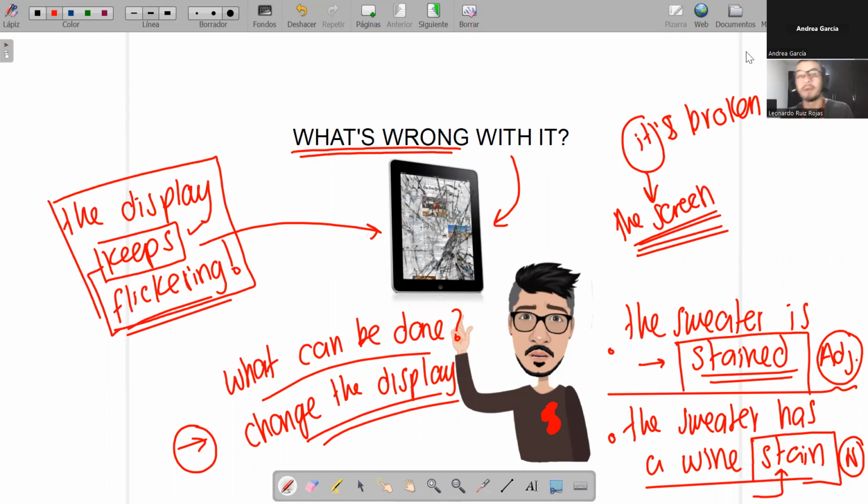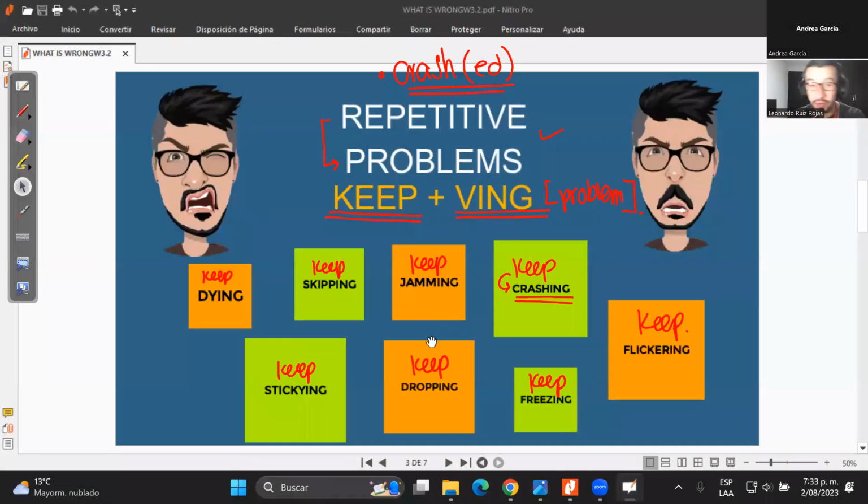Ready? Now, let's see the meaning of all of them. First, keep dying is used when we are talking about battery. It's similar to when we say in Spanish, el celular se me murió. So it's because the battery is zero. When I say that the computer or something keeps dying, it's because I charge it, but the battery doesn't work very well.